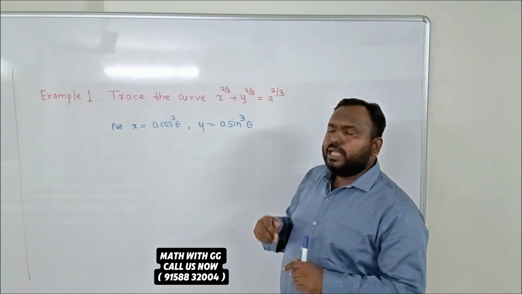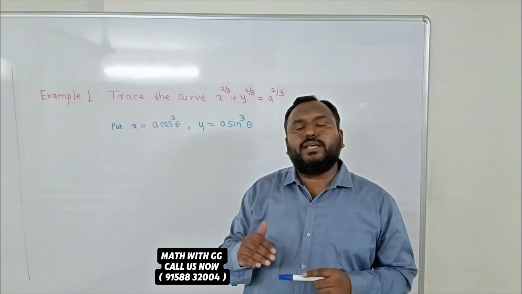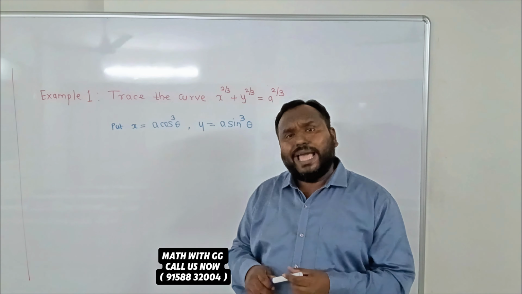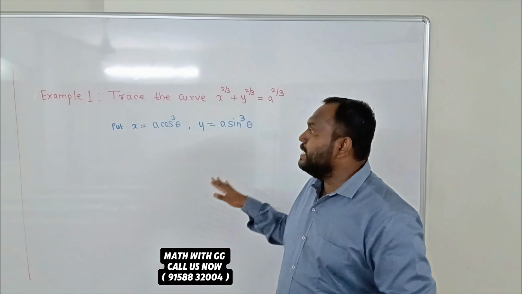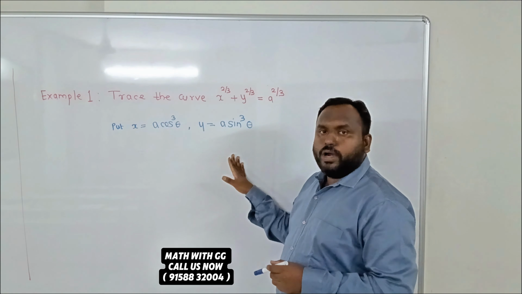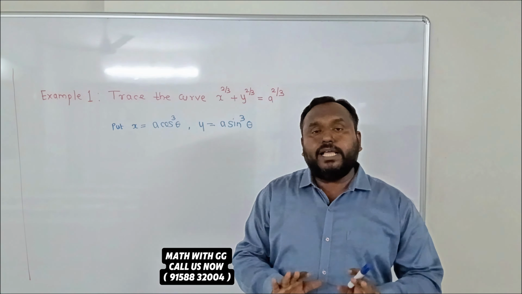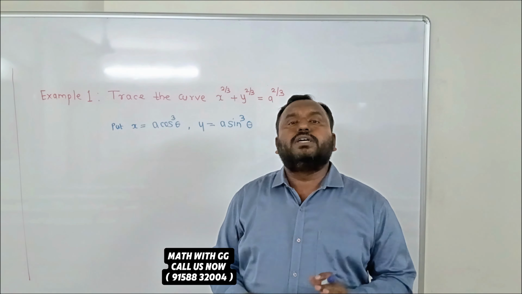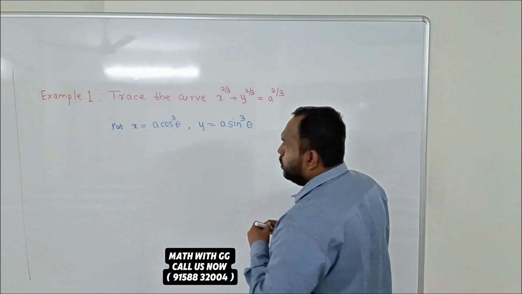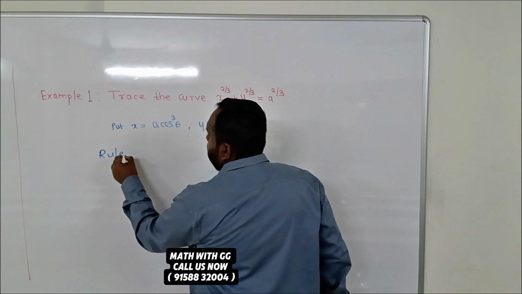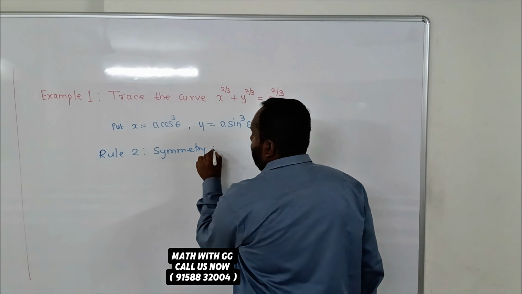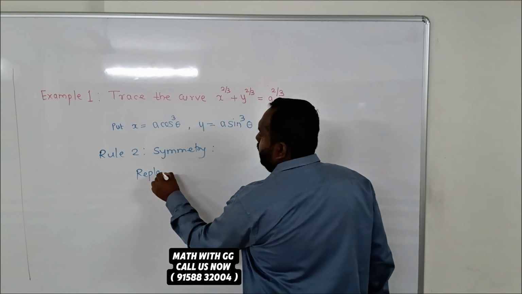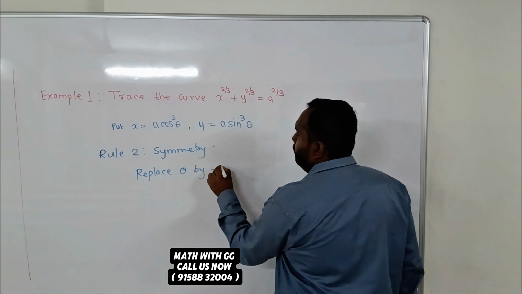And for y, if we replace theta by minus theta, we get sine of minus theta is minus sine theta. Hence, y will be minus a sine cube theta. So y changes by sign. Therefore, y is odd. So x is even, y is odd. So if we get such a case, x is even function, y is odd function, then the curve is symmetric about x-axis. So rule 2, symmetry, replace theta by minus theta.